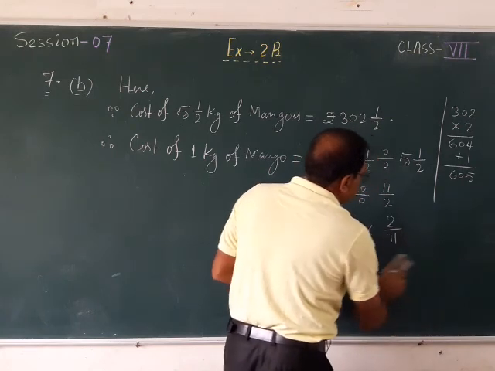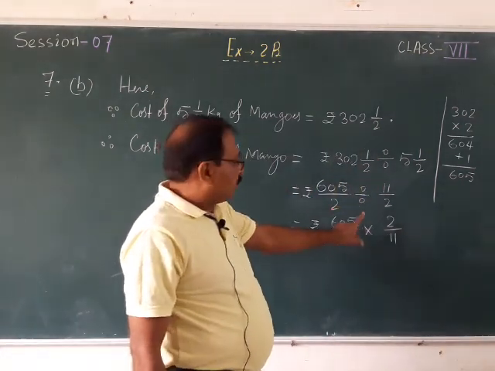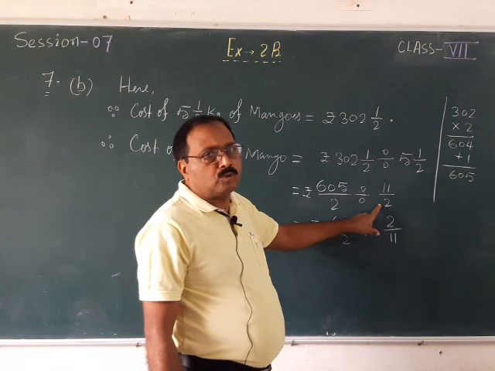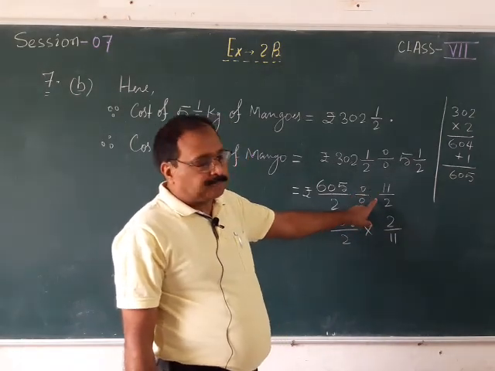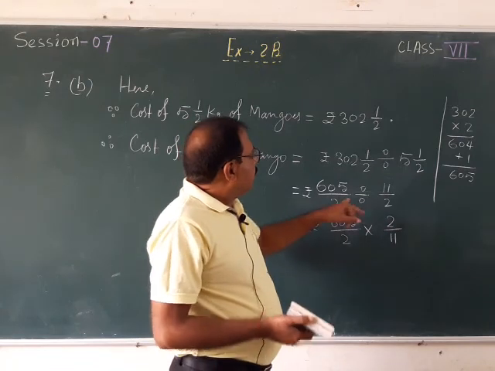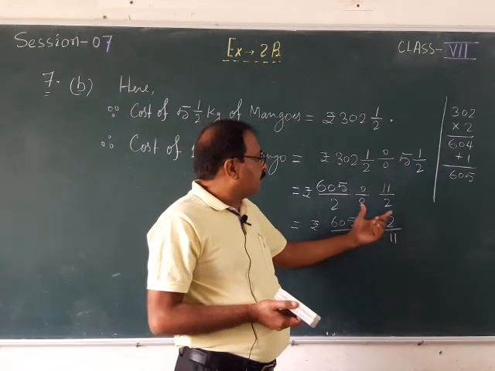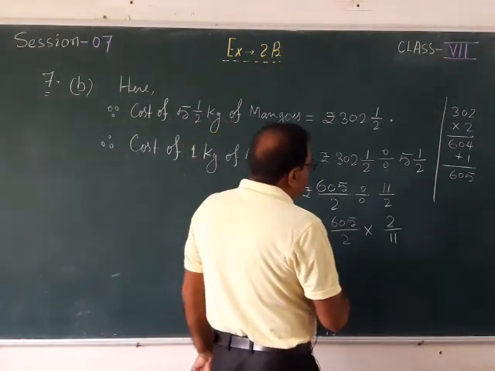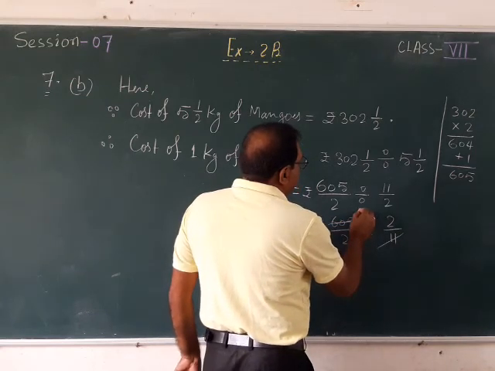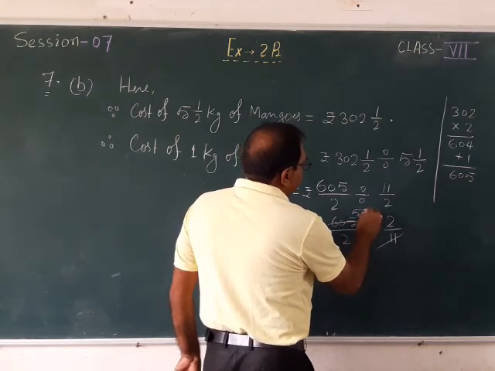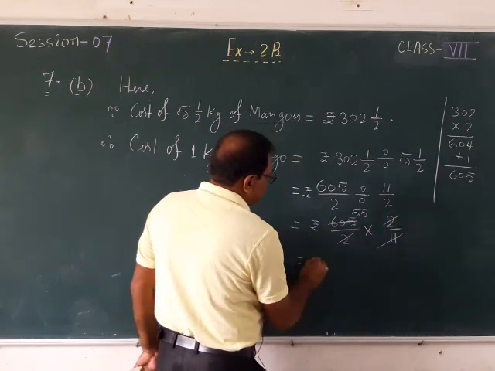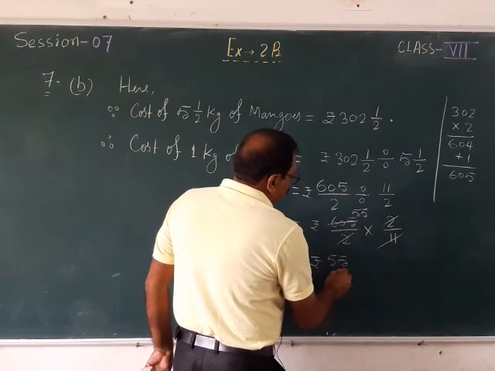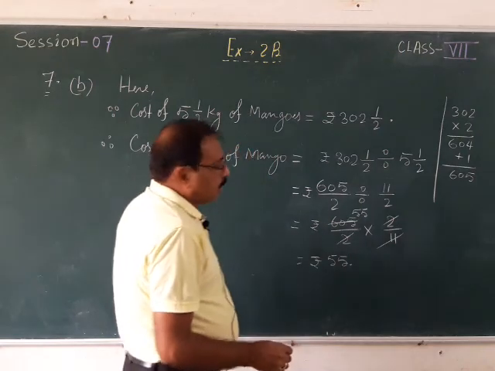How are you dividing? The division sign changes into a multiplication sign, and the fraction 11 by 2 becomes 2 upon 11, because you need to write the reciprocal of 11 by 2. As you are aware, when the division sign changes into a multiplication sign, the next fraction should be in its reciprocal form. Now you can cancel. 11 fives are 55, and again 11 fives are 55, and 2 is cancelled, that is rupees 55. So rupees 55 is the cost of 1 kg of mango.